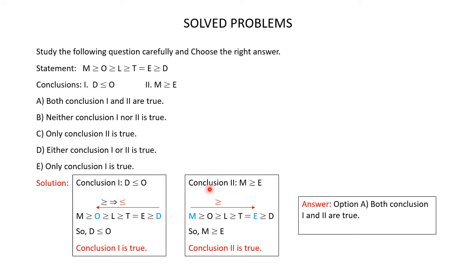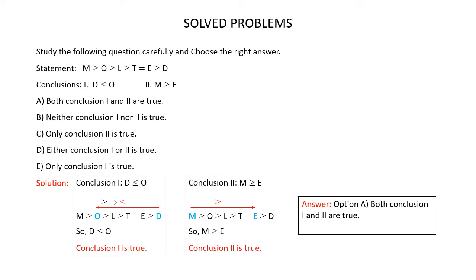Let's now consider conclusion 2. M is greater than or equal to E. First, write the given statement. Now we have M here and E here. So we have to move in the forward direction from M to E. When we move in the forward direction from M to E, we get the symbols greater than or equal to, greater than or equal to, greater than or equal to, and equal to.